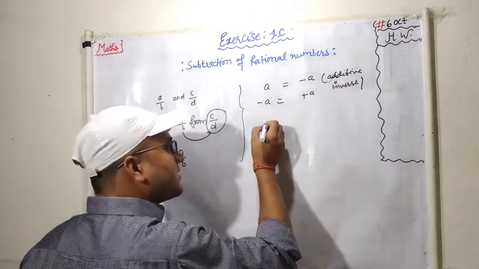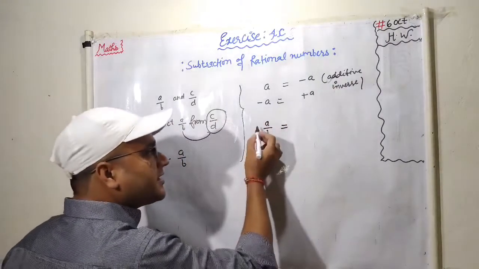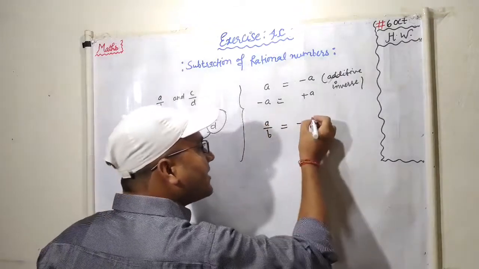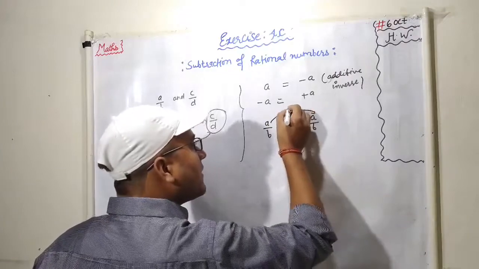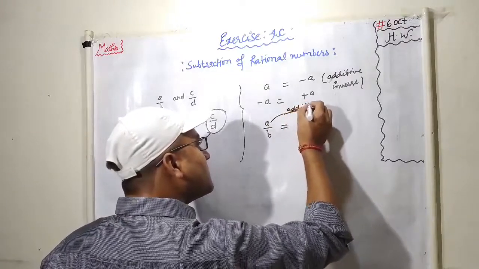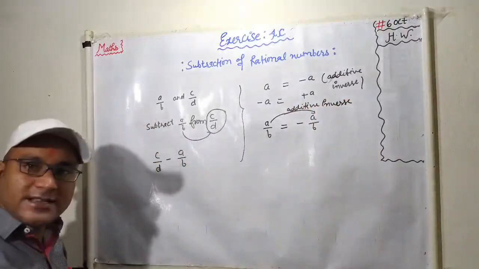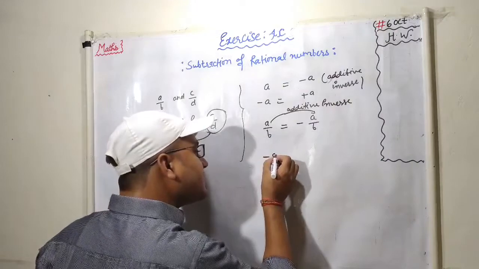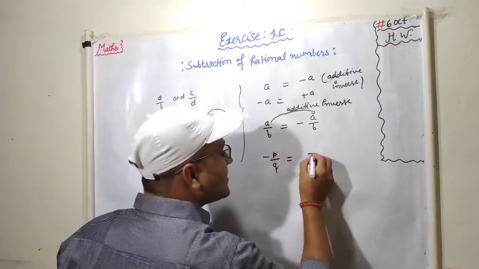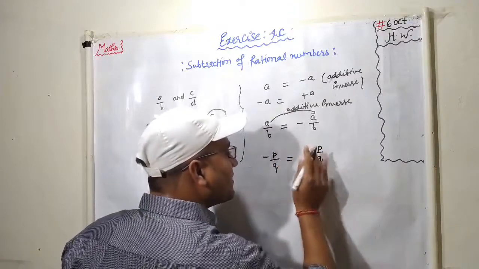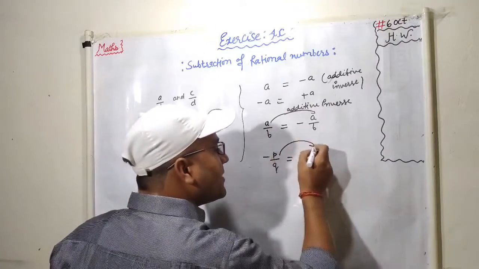So what about this one? If a upon b, what is the additive inverse of a upon b? There is no sign, it means plus. Then its additive inverse is minus a upon b. And what is the additive inverse of minus p by q? That is plus p by q, but there is no need to write the plus. Its additive inverse is p by q.